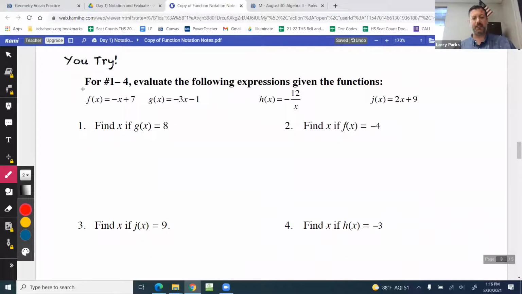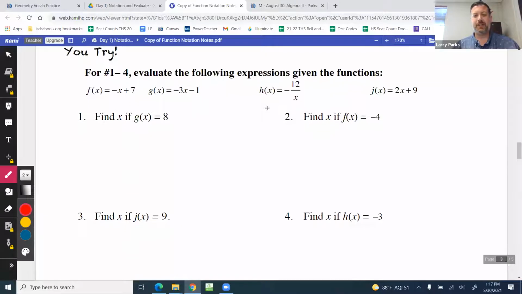Here you would try these yourself. Find the x to get g of x equal to 8. You would replace g of x with an 8, and you'd have 8 equals negative 3x minus 1, and then you would solve for x. Find x when f of x is negative 4. You would put this as negative 4, and then solve for x. Find x when g of x is 9. Here's the j function. You would replace this with 9, and then solve for x. Find x when h of x is negative 3. So you would replace this with negative 3. I'll do this one for you, and then you can do the other 3.